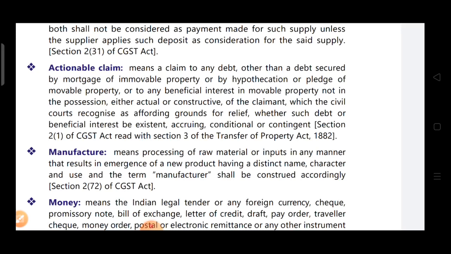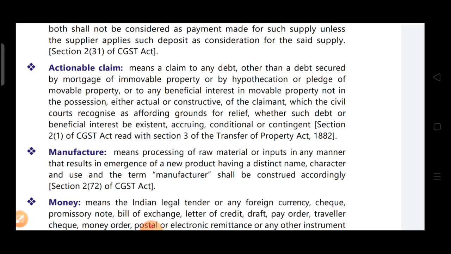The simple term is, actionable claim means any claim against which a lawsuit can be filed. So it means any claim to any debt. And what is excluded from this definition? Any debt that is secured by mortgage or pledge or hypothecation is excluded. That is not covered in actionable claim, which means secured debts are excluded from this.